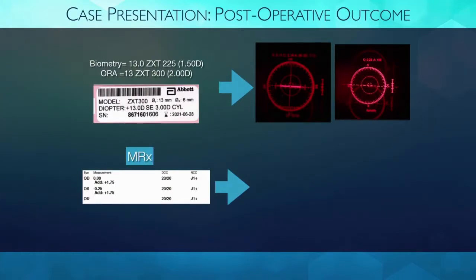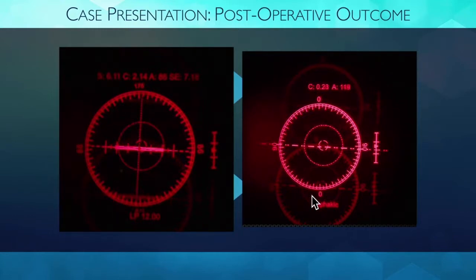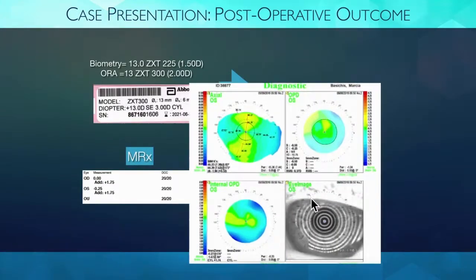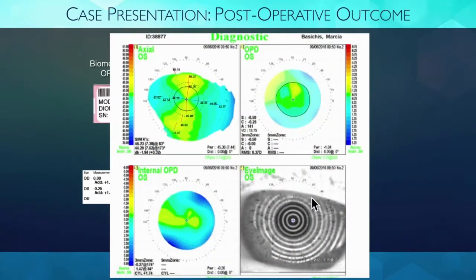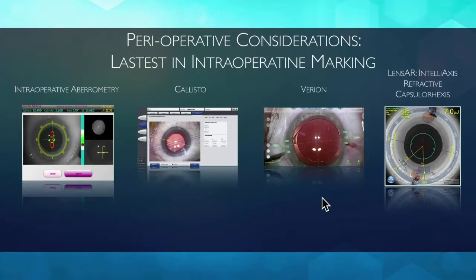So next we have this postoperative outcome. Actually, the ORA pushed me into using a higher power lens, even though it was with the rule. So it wanted 2 diopters, and it had a residual of 0.23. And then we confirmed this by looking at our Marco 3D wave, and it's showing only about 0.25 diopters of residual astigmatism. So this is how your intraoperative aberrometry can help you during the case.